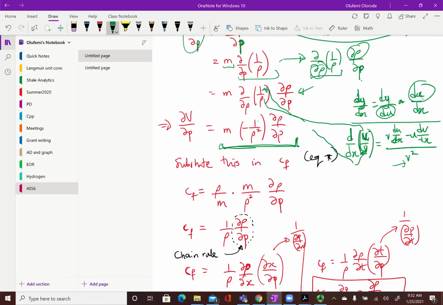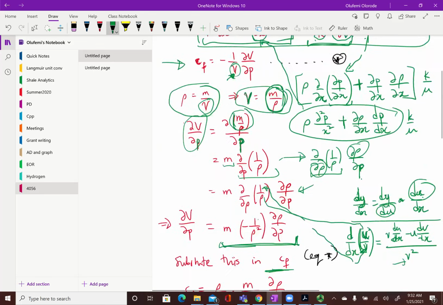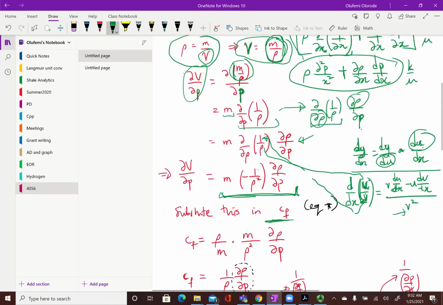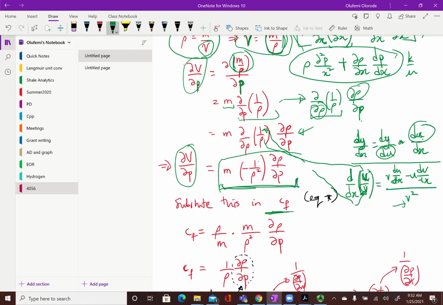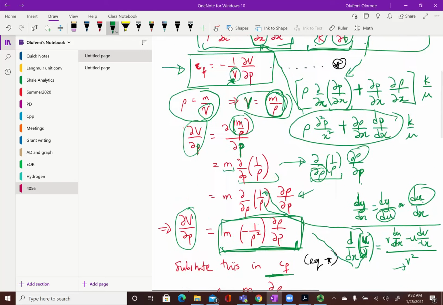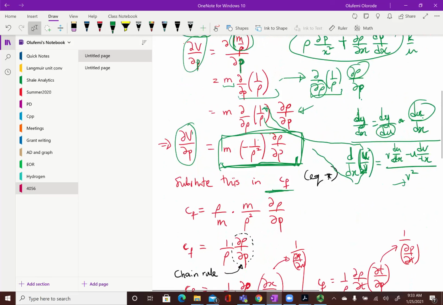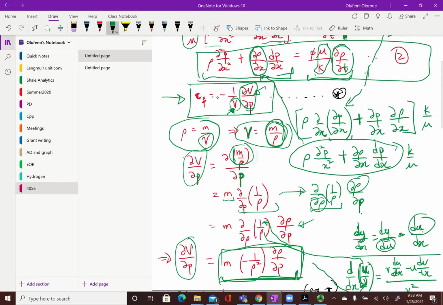Now we can substitute this into the compressibility equation, equation star. This is our fluid compressibility, and we have an expression for dV/dp, which is precisely this. In place of dV/dp, plug in this term here, and what you have is Cf equals this. The minus here cancels out the minus here.